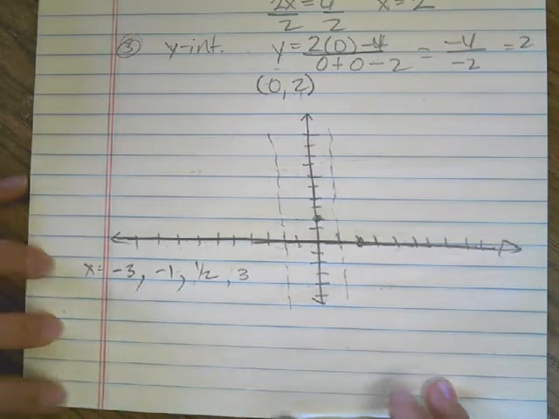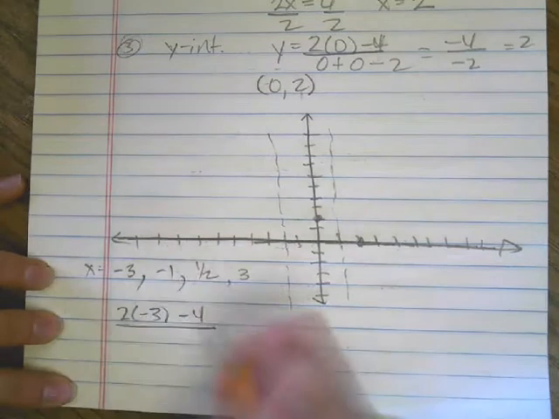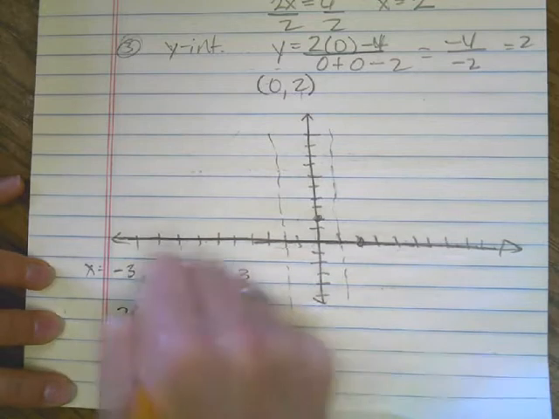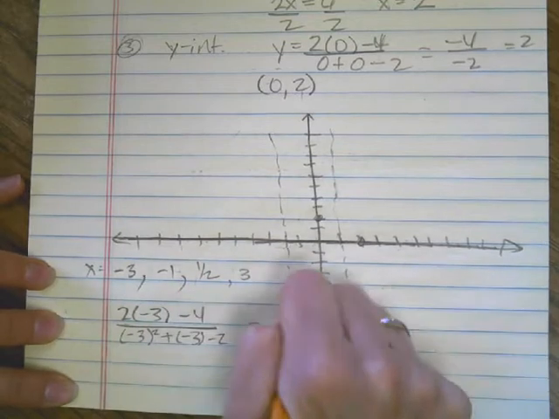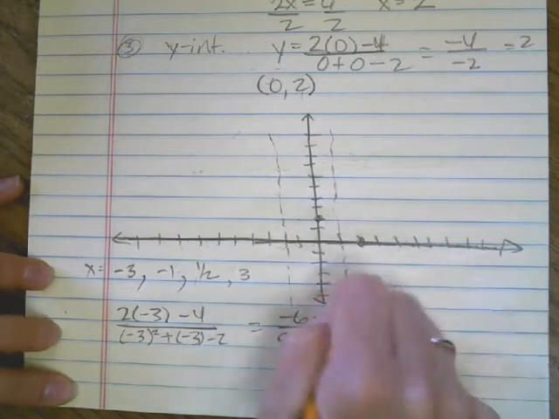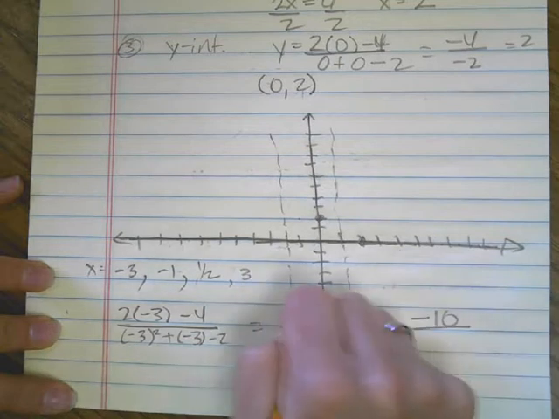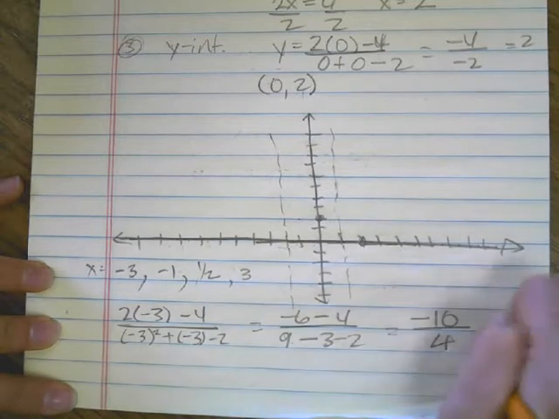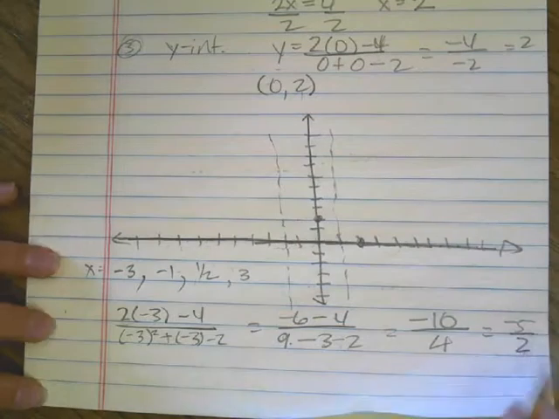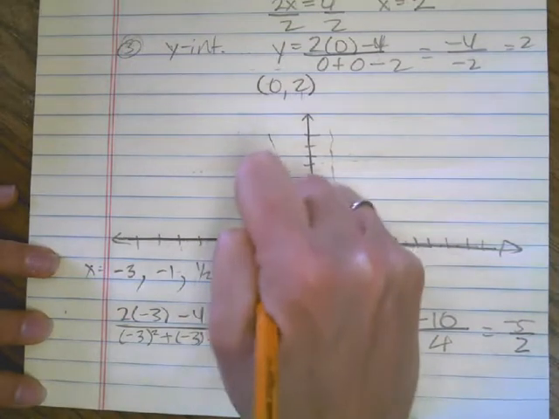So, if I plug in negative 3, 2 times negative 3 minus 4 divided by negative 3 squared plus negative 3 minus 2. That gives me negative 6 minus 4 over 9 minus 3 minus 2. So that's negative 10 divided by 4, which is negative 2.5. So negative 3 will go to negative 2.5, so about here.